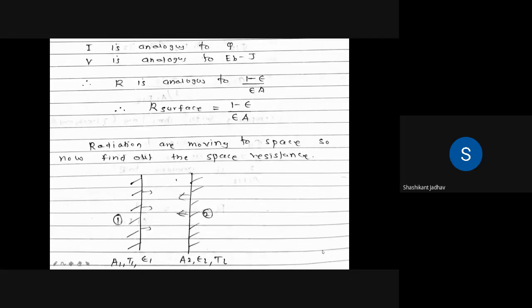Earlier slide, yes sir, earlier slide. Okay, so next we have to write down radiation are moving. Already we have calculated the surface resistance, and that value is nothing but 1 minus epsilon divided by epsilon into A. Now we have to calculate the space resistance.